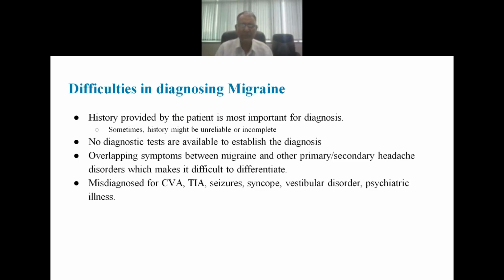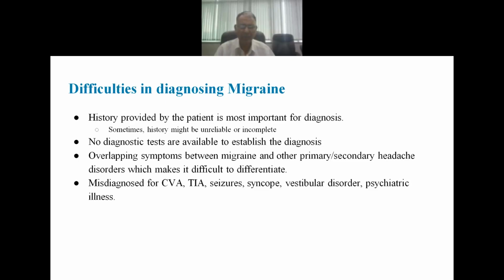But you know that CT scan and MRI will never be able to clinch the diagnosis of migraine because there is no structural or physiological abnormality seen in MRI and CT. And another problem is that there are a number of symptoms like giddiness, nausea, vomiting, some neurological deficits, which overlap with the diagnosis of migraine. So many times on one side it is migraine, on the other side it is some organic illness like CVA, stroke. Many times it is misdiagnosed as CVA, TIA, seizures.